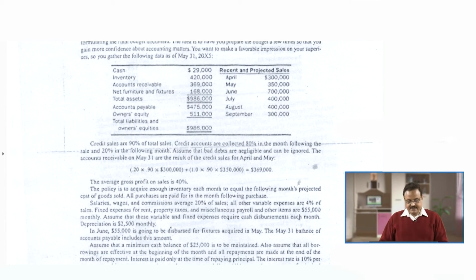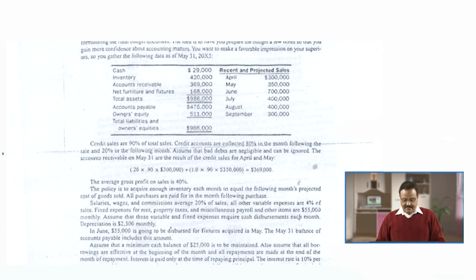$986,000 as assets and $986,000 as liabilities. So we have got this information that the beginning balance, or you can call it the closing balance of the month of May, or of the previous quarter, is now the opening balance in the month of June, which is the first month of the current quarter. So we will have to take it as the opening balance, right.